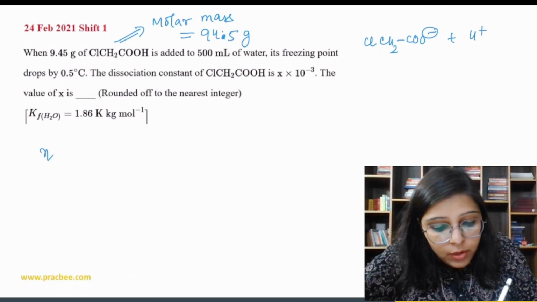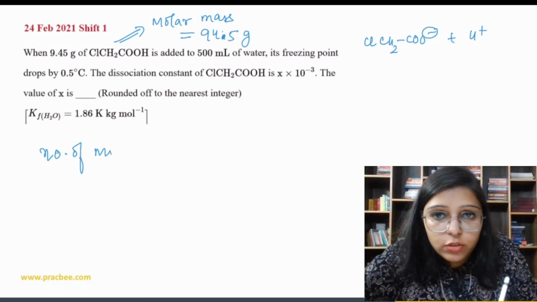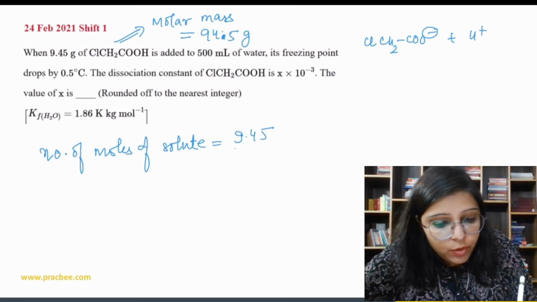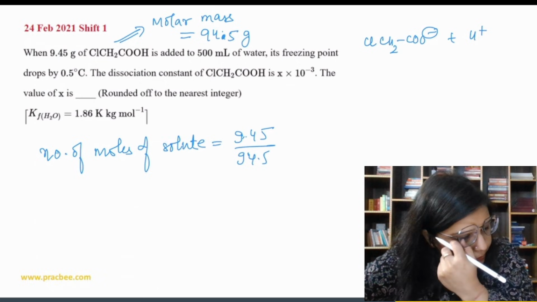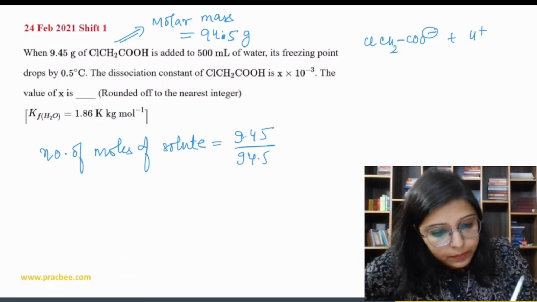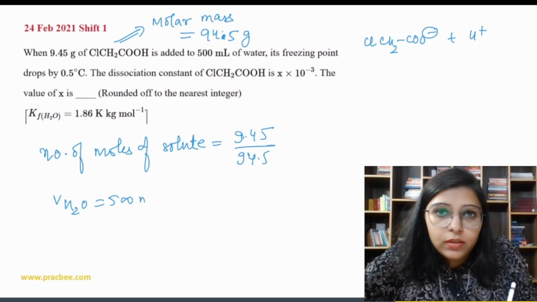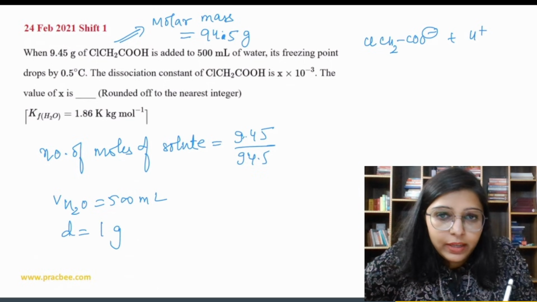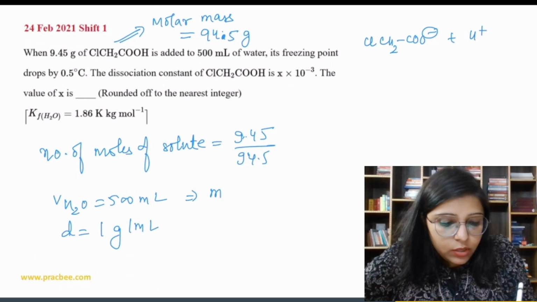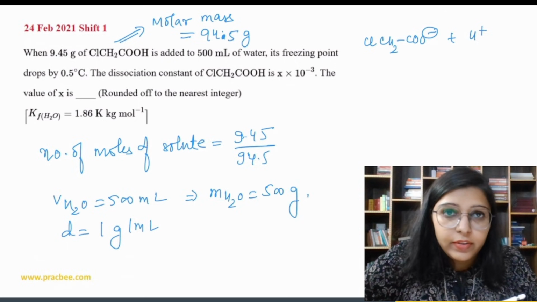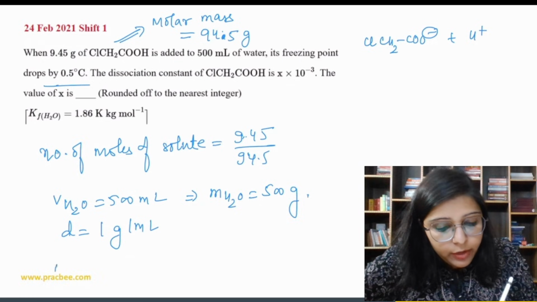Okay. So number of moles of solute is equal to 9.45 upon 94.5. And volume of water is 500 ml. So as density is equal to 1 gram per ml, so mass of water is also 500 gram. Okay, mass of water is also 500 gram. Freezing point drops by 0.5. So delta Tf is equal to 0.5 degrees Celsius.